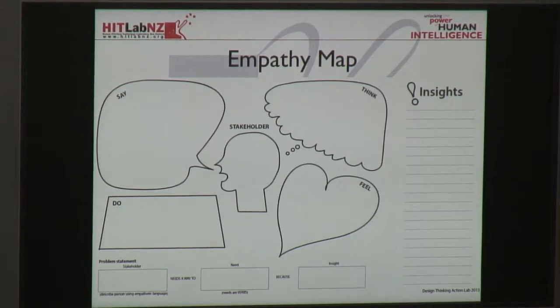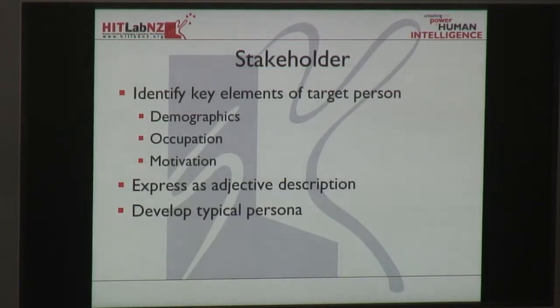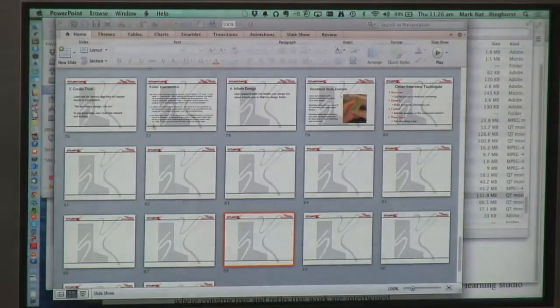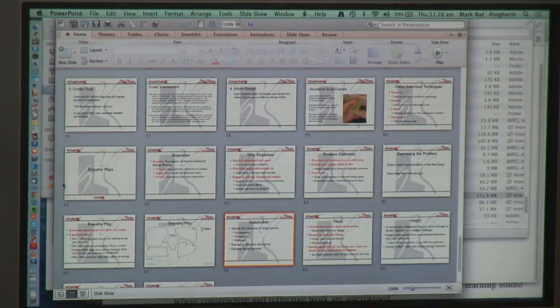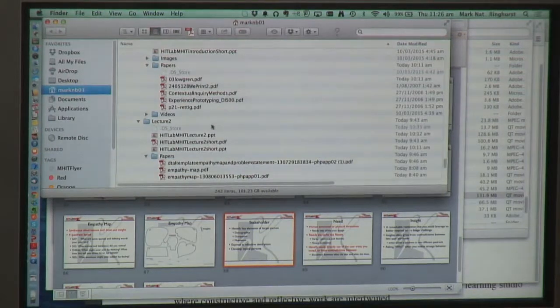So that's the empathy map. And then at the centre of the empathy map is the stakeholder. We've already talked a little bit about stakeholders, but in this case, you have to think about key elements of a target person, what the occupation is, what their motivation is, and you express this as some sort of adjective description. So let me show you a little video of the process of using empathy maps, and then I'll talk a little more and I'll show you some examples of empathy maps that have been put together.